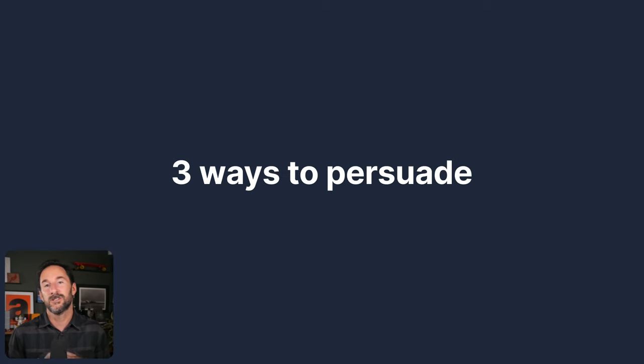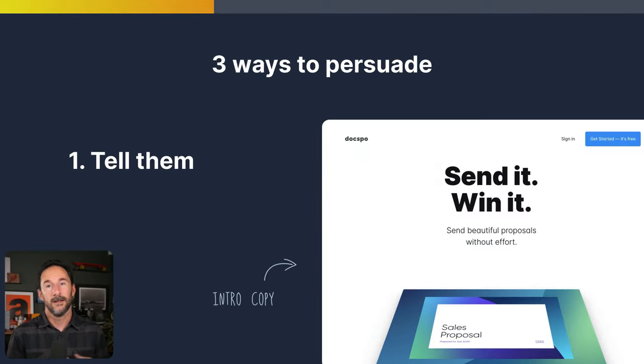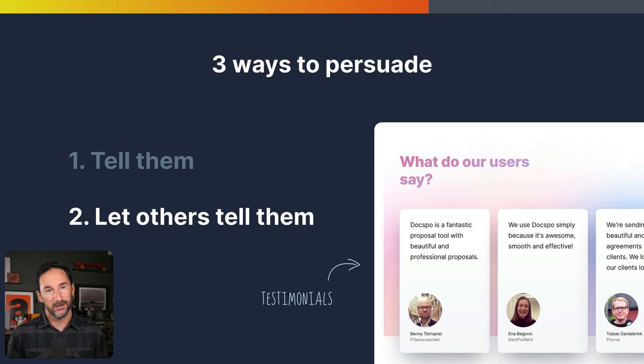So let's talk about persuasion. I'm going to fire through these. Each one, we could probably speak an hour, but there are essentially three ways to persuade someone. You can tell them, that's through your intro copy, like, hey, this is the best. Or secondly, you can get others to tell them.